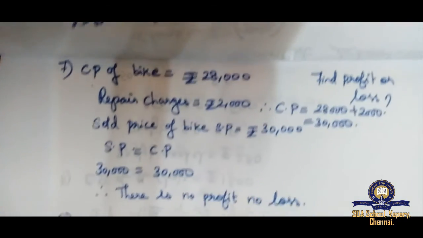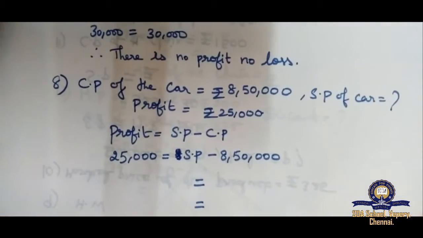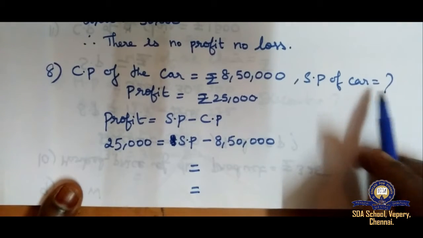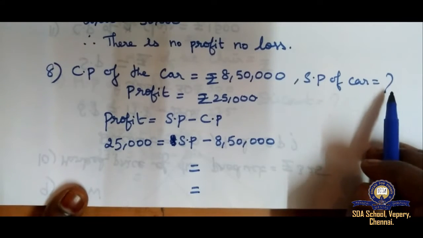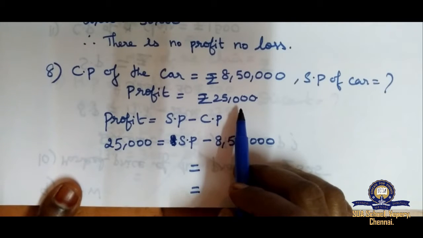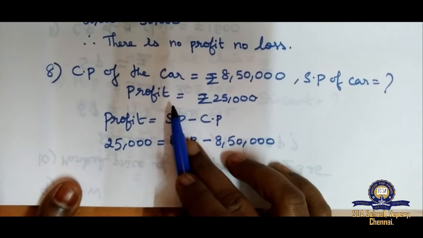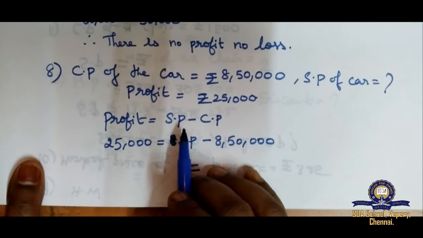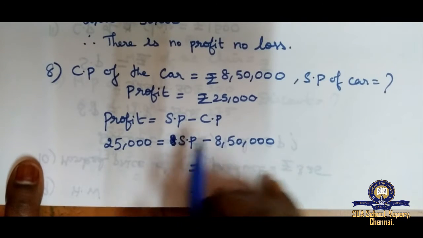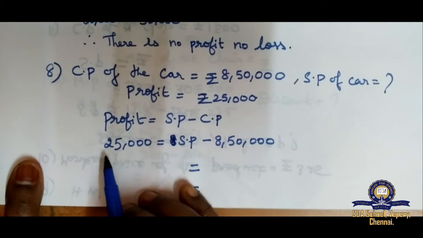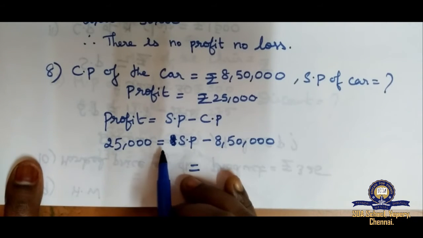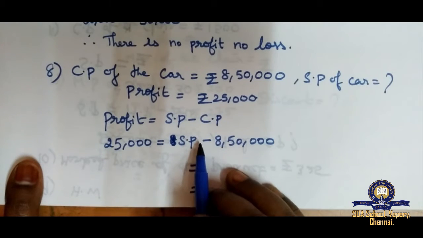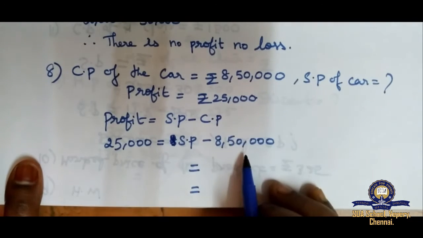CP of the car, cost price of the car, is 8,50,000. They are asking us to find out the selling price of the car. Profit is equal to rupees 25,000. The word profit is given, so we have to write profit is equal to, profit formula is selling price minus CP. We know the profit value as 25,000 is equal to, we don't know the selling price, so I have written SP minus cost price, which is 8,50,000.